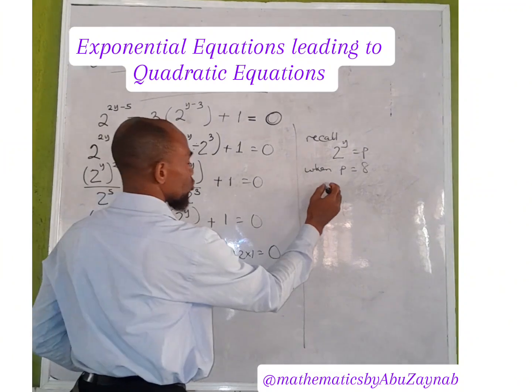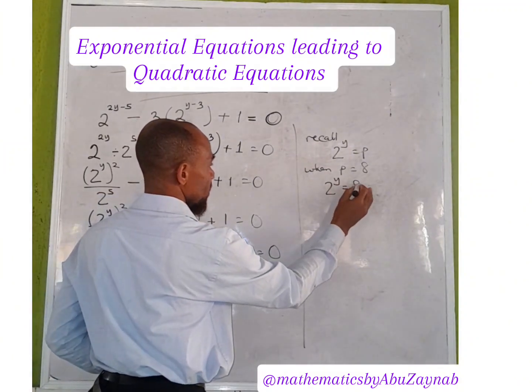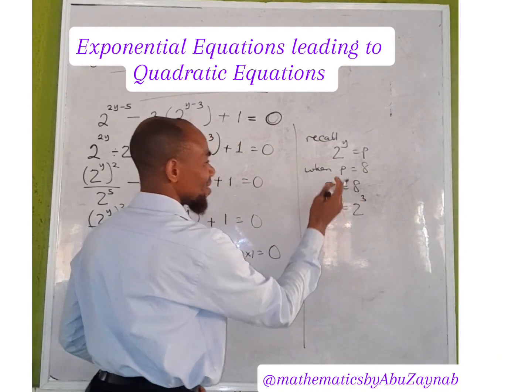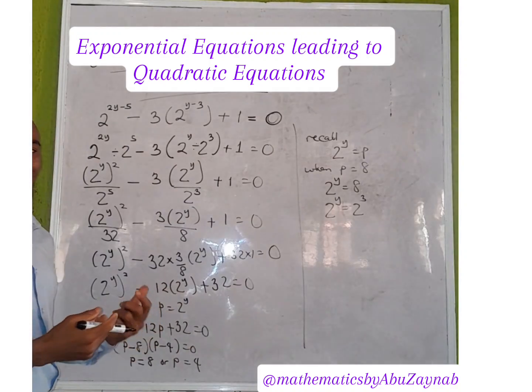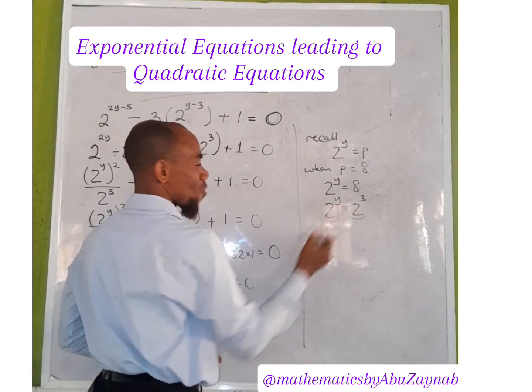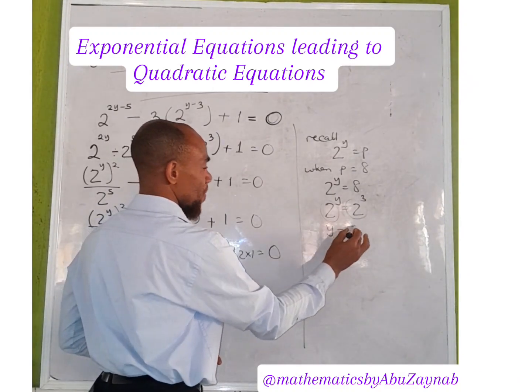So we have 2 power y equals 8, which translates to 2 power y equals 2 power 3. Remember, we are now back to a simple indicial equation. So we have equal bases. Therefore, y equals 3.